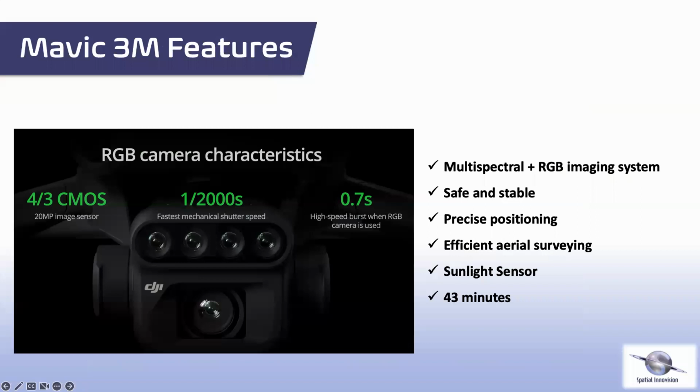Some of the Mavic 3 Multispectral features include multispectral plus RGB imaging system. Its newly upgraded imaging system has 1 20-megapixel RGB camera and 4 5-megapixel multispectral cameras, which are green, red edge, and near infrared, enabling applications such as high precision aerial surveying and mapping, crop growth monitoring, and natural resource surveying.